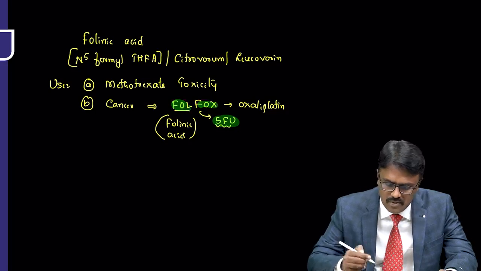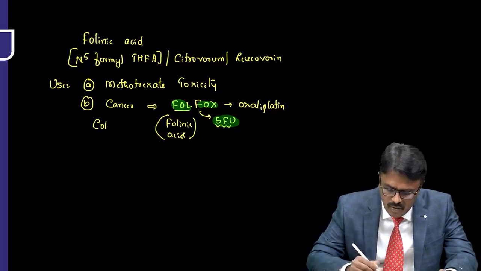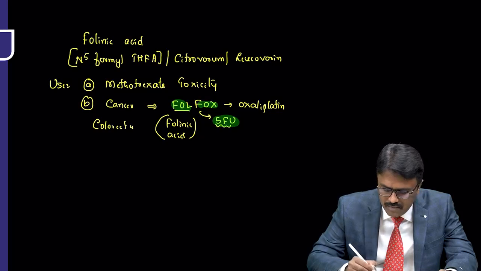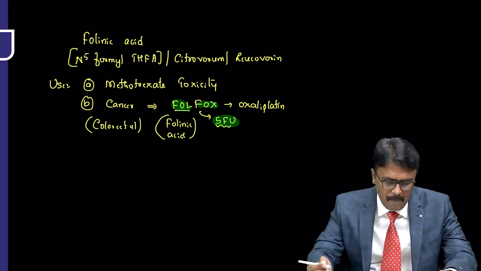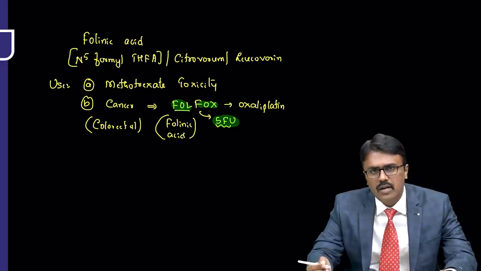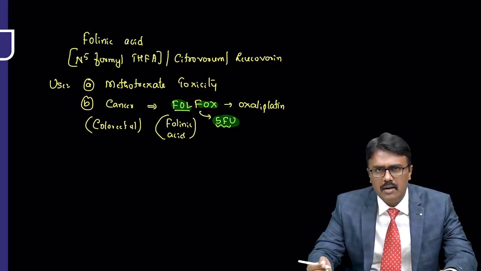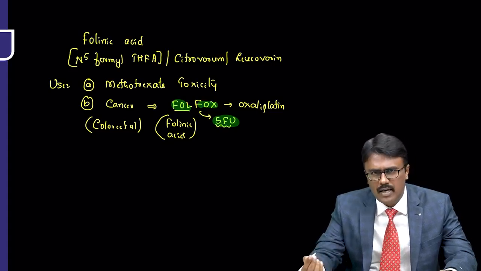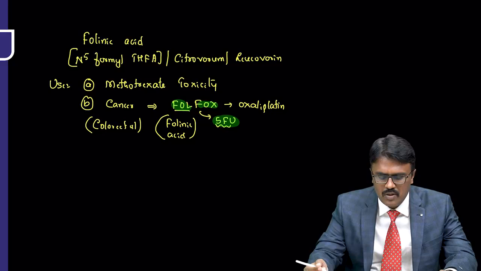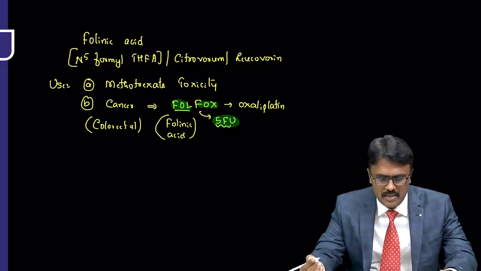Which cancer is it used in? Colorectal cancer. So that is about folinic acid, a derivative of folic acid. But the disadvantage of folinic acid is that it is a bit costlier compared to folic acid. So for most nutritional deficiencies we can give folic acid. Only in case of methotrexate toxicity and cancer do we use folinic acid.